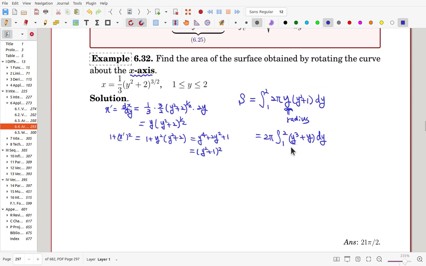Okay. From now on, getting the solution is really a piece of cake. You can get the antiderivative from this one: one quarter y to the 4 plus one half y squared. And from 1 to 2, then you will get the answer over there. Okay.